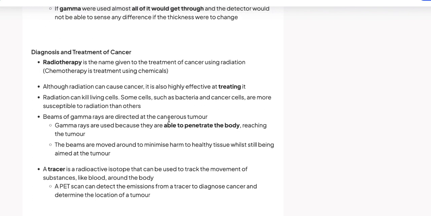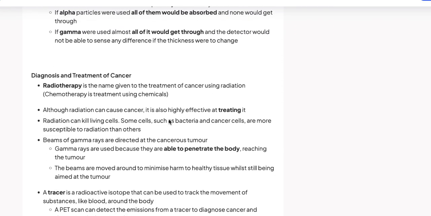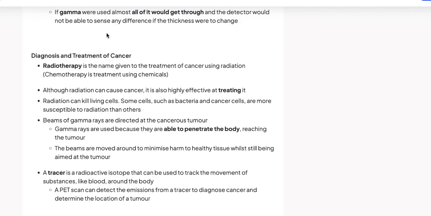Okay, now let's go to the diagnosis and treatment of cancer. What do we use for diagnosing and treating cancer? Here there's what we call radiotherapy. Radiotherapy is the name given to the treatment of cancer. So when you go for treatment, we say he's undergoing radiotherapy, meaning you are going through treatment.